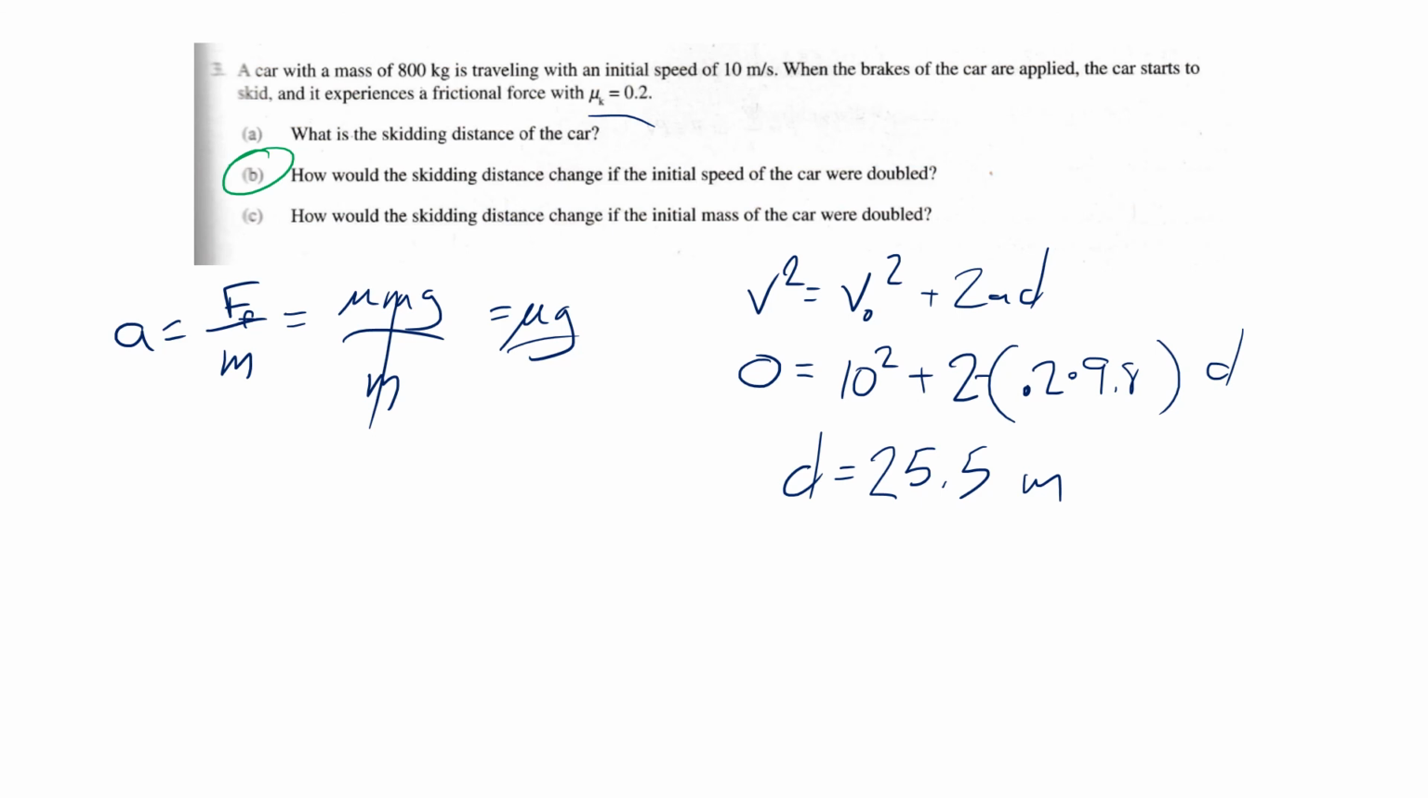Okay, let's look at part B. How would the skidding distance change if the initial speed of the car were doubled? Hey, all right. If we double the initial speed, well, you could always just grind out the numbers, but when you double something that's squared, this guy here is going to be quadrupled, right? The value, because we distribute the square. So for part B, you are going to have 4 times the distance.